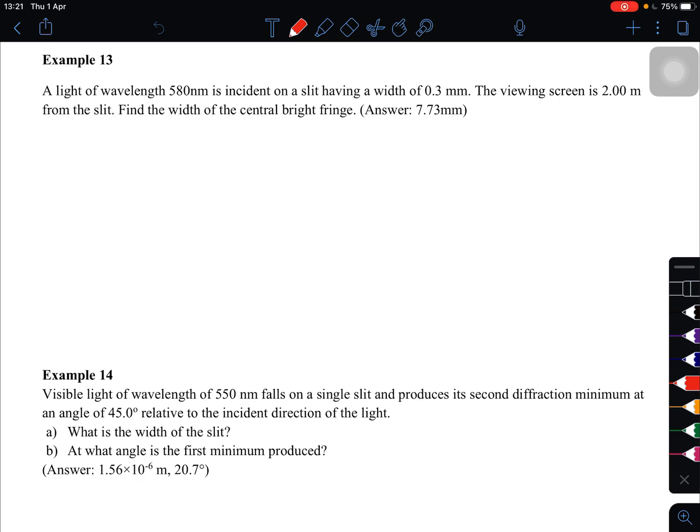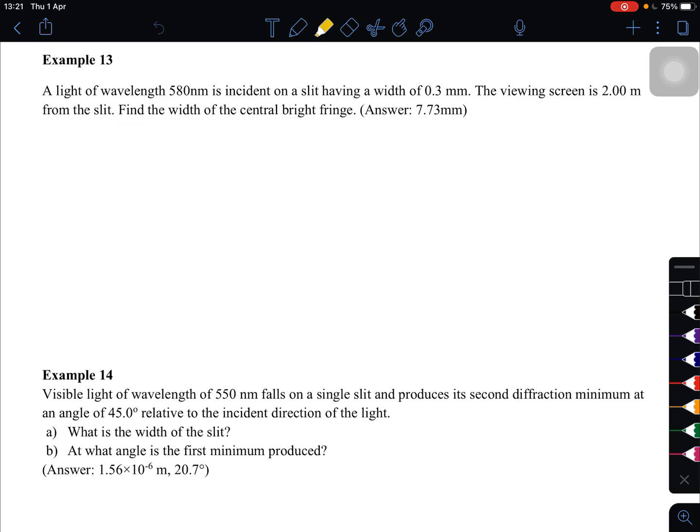Okay, now kita tengok example 13. A light of wavelength 580 nanometer is incident on a slit having a width of 0.3 millimeter. The viewing screen is 2 meter from the slit. Find the width of the central bright fringe.